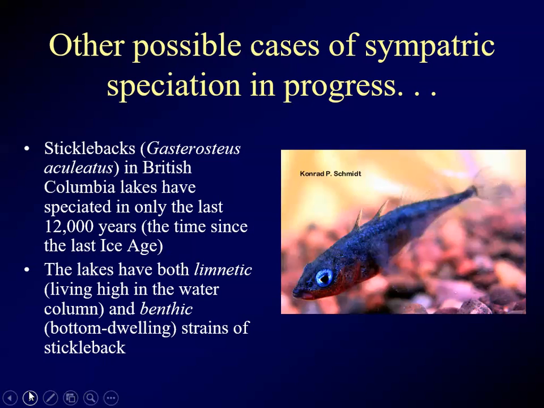So on the one hand, you would expect to see separate forms in different lakes, and you do. But what's more important here is that a typical lake will have two different varieties of stickleback in it. It will have a limnetic stickleback, which lives up in the water column and feeds by, for example, picking insects up off the water surface. And there will also be benthic sticklebacks that live down on the bottom.